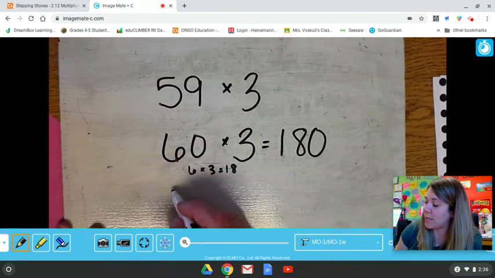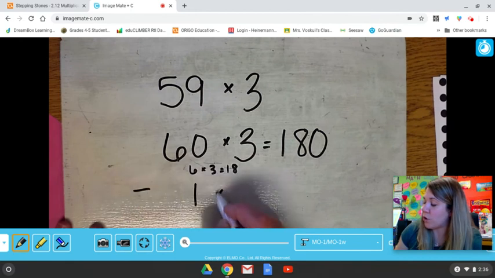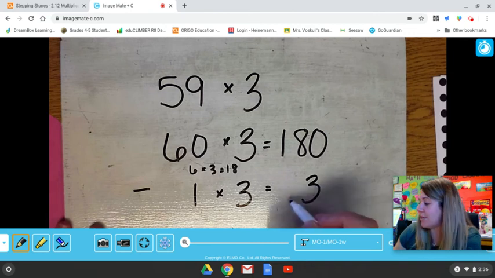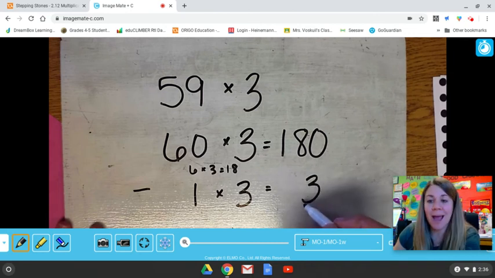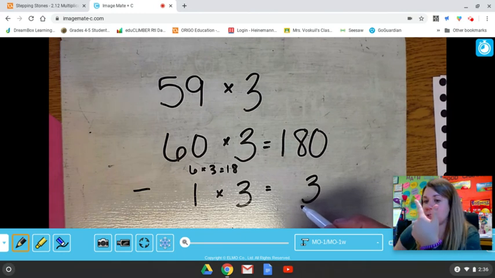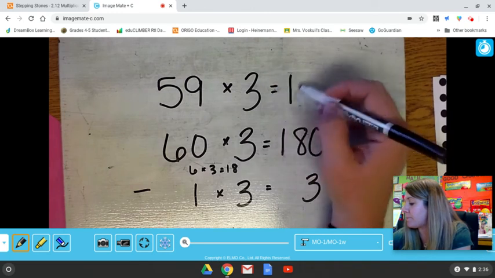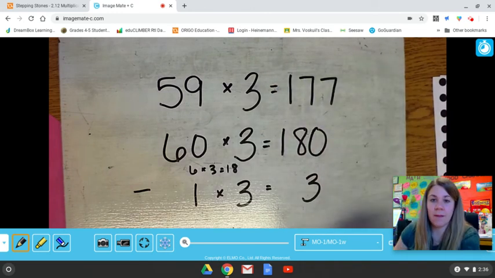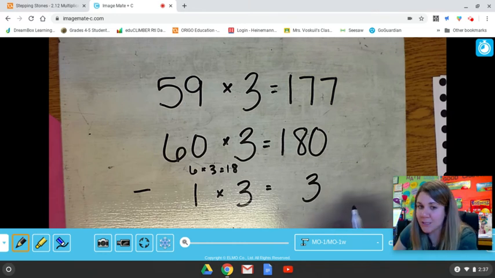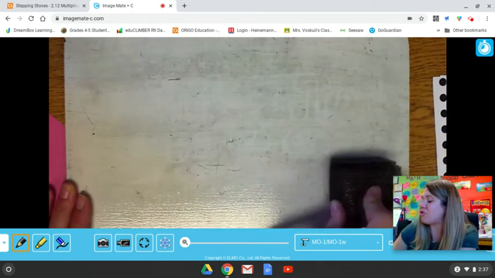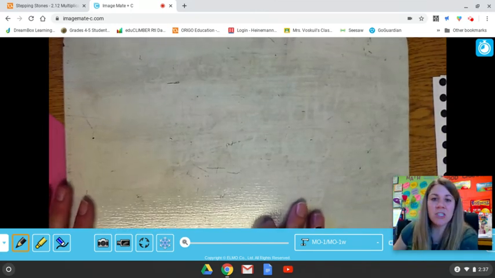I only have 59 groups of 3, so I need to subtract one group of 3, which is 3. And now I need to subtract that. I'm going to count back 3. 179, 178, 177. That is my answer. So there's some multiplication and some subtracting here. I really think you'll get the hang of it. It just takes a little bit of practice.